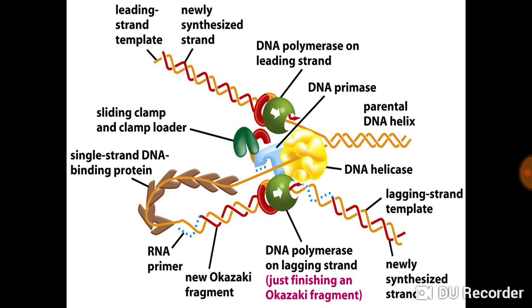Finally, enzymes called nucleases proofread the new double helix structure and remove mispaired bases. DNA polymerase then fills the gap and creates the correct bases. So this is how DNA replication is carried out in a cell.